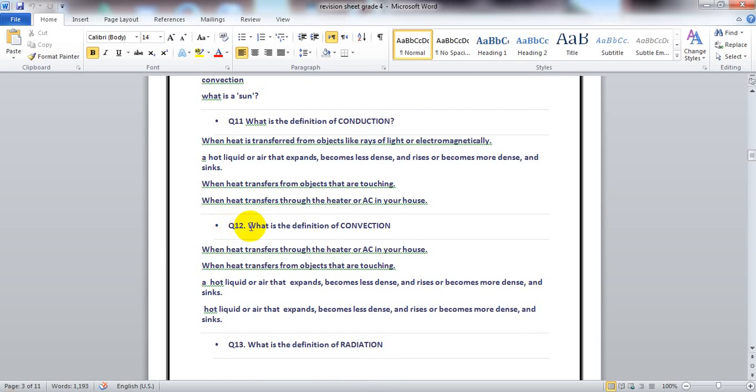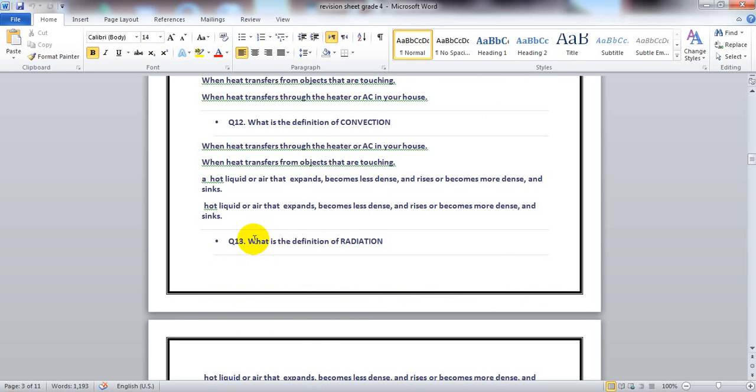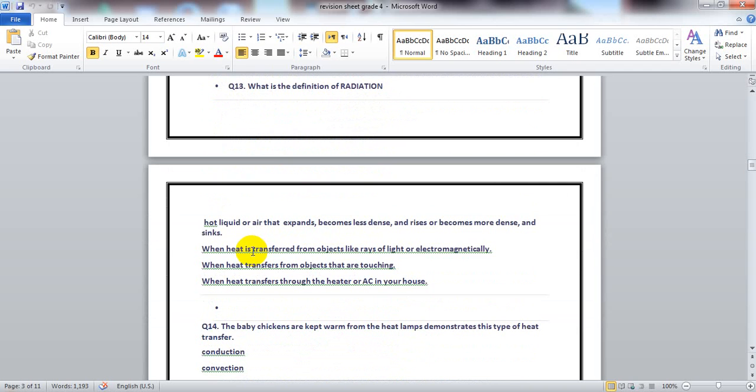Question number 12. What is the definition of convection? The hot liquid or air expands, becomes less dense and rises, or becomes more dense and sinks. Question number 13. What is the definition of radiation? Do you know? Yes, it's when heat transfers from an object like rays of light, or electromagnetically.